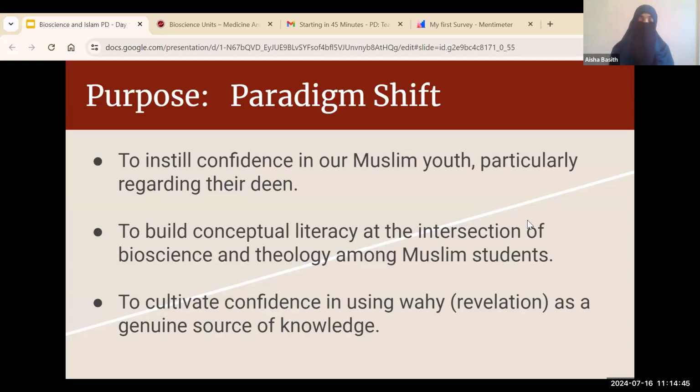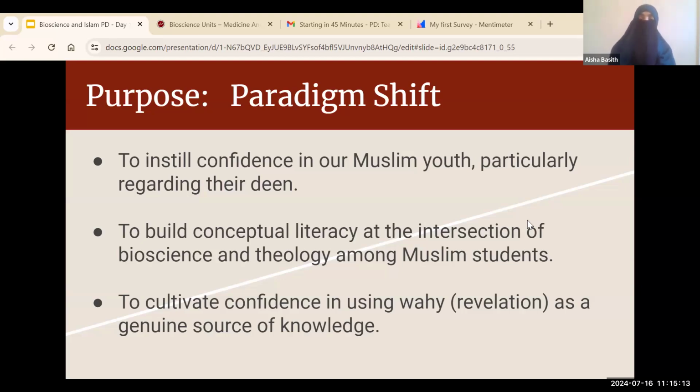Here, the second point, we would like to make sure we build that conceptual literacy. That's how we aim to accomplish point number one. When we build that conceptual literacy at the intersect of bioscience and theology among Muslim students, this helps to combat the secular conditioning that is present in our society today, and that we perhaps unknowingly have adopted within our own spheres as well.